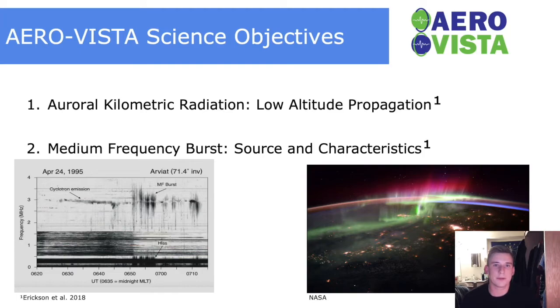So before we hop into some of the software organization, I just wanted to quickly overview some of the scientific objectives that the science team is hoping to learn more about during the AERO-VISTA mission. The first one is the auroral kilometric radiation. The AKR is the most powerful naturally occurring radiation in Earth's atmosphere. It's caused by the plasma physics phenomenon known as cyclotron maser instability.